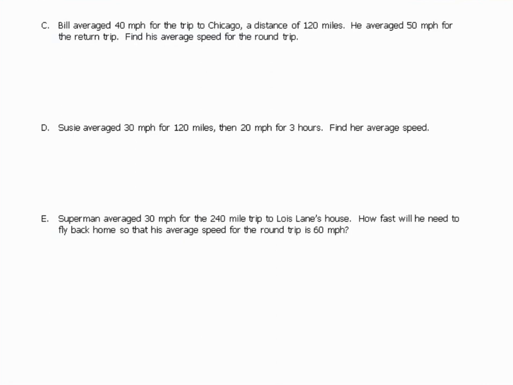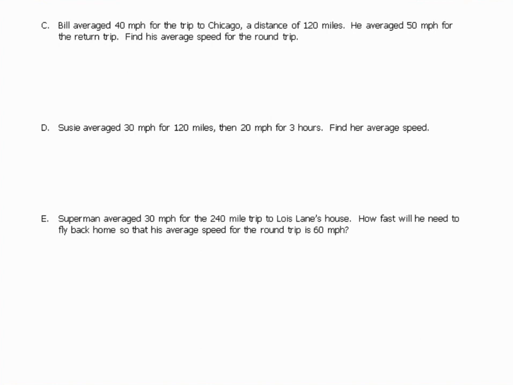These next examples are a slightly different type of problem. They're a little bit more complex. Bill averaged 40 miles per hour for the trip to Chicago, a distance of 120 miles. He averaged 50 miles per hour for the return trip. Find his average speed for the round trip.